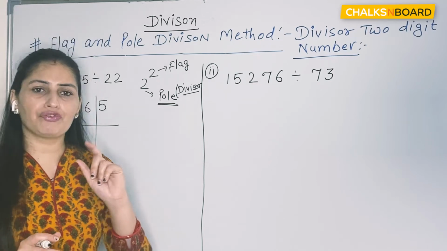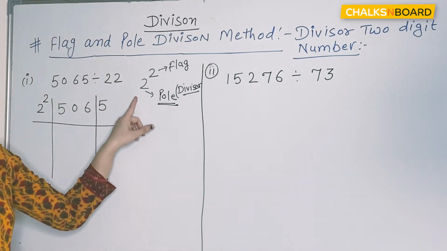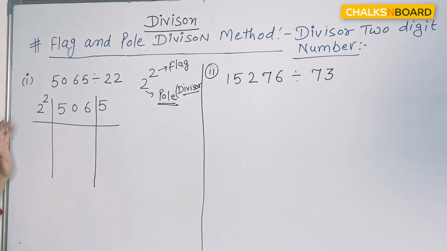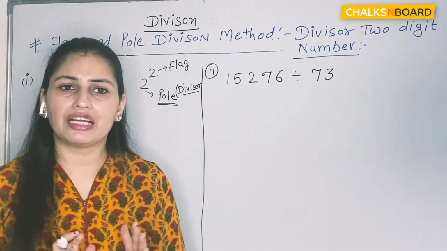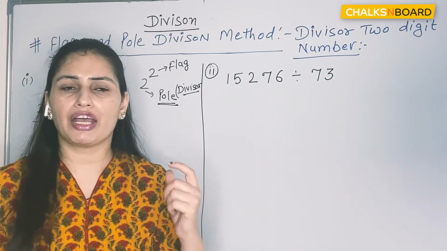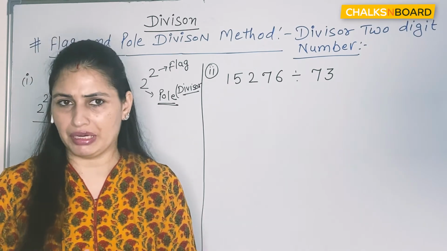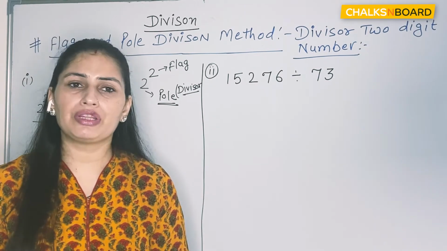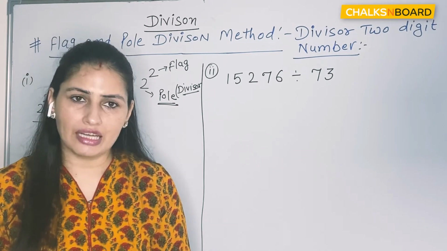First, you have to look at the first digit, which is 5. Now the divisor is 2. Can we divide 5 by 2? Yes, we can divide. So if we divide 5 by 2, what is our quotient and what is our remainder? 5 divided by 2, that means 2 2s are 4. 2 is our quotient and 1 is our remainder.